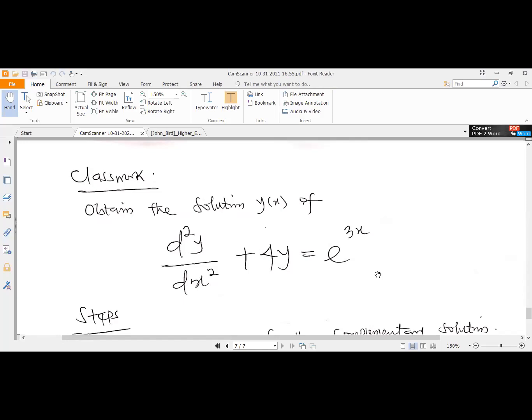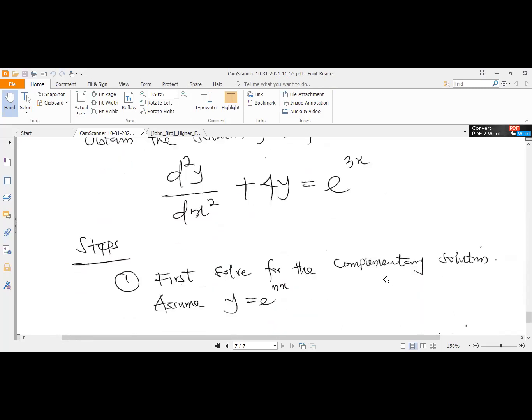Now, before we go, let me give you the steps to follow. The first step is that you assume the solution y equals exponential mx, isn't it? Then you differentiate twice, isn't it? Then you go and look for the complementary solution. Are we all together? Yes, sir.